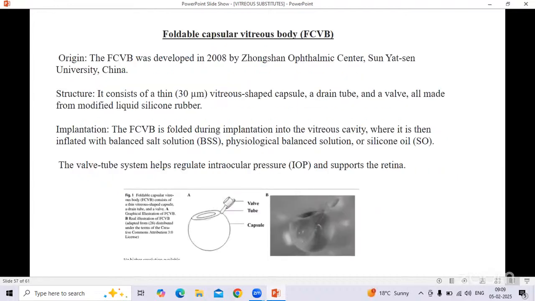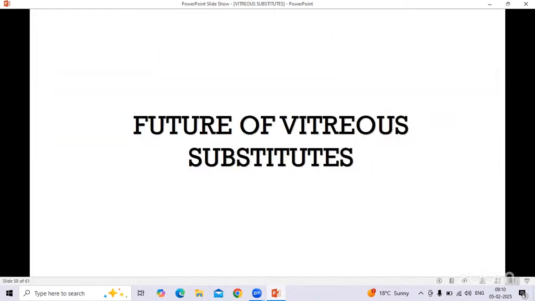Now coming to the foldable capsular vitreous body, these were developed in 2008, and they consist of a thin vitreous-shaped capsule, a drain tube, and a valve. All of these are made from modified liquid silicone rubber. The FCVB is folded during implantation into the vitreous cavity, where it is then inflated with balanced salt solution, physiological balanced solution, or silicone oil. The valve tube system helps regulate intraocular pressure and support the retina.